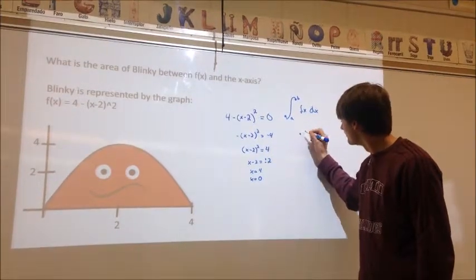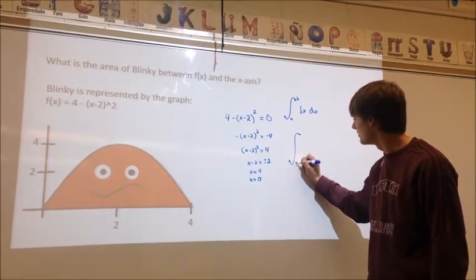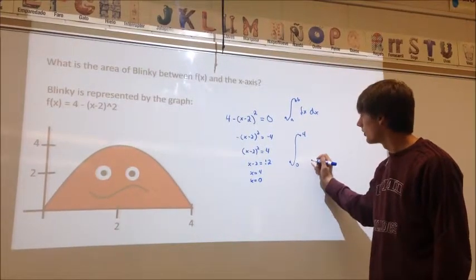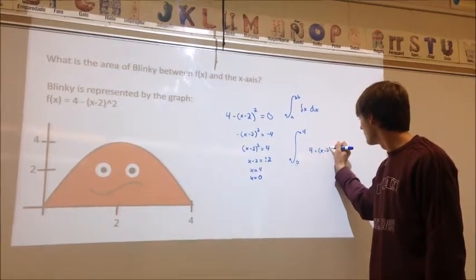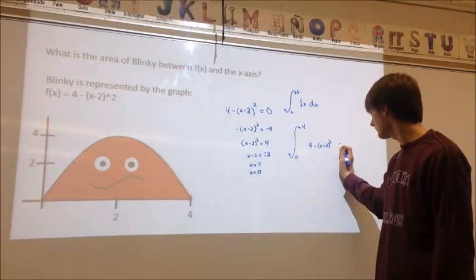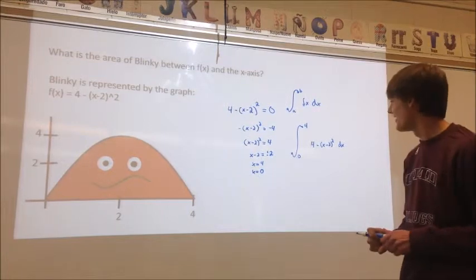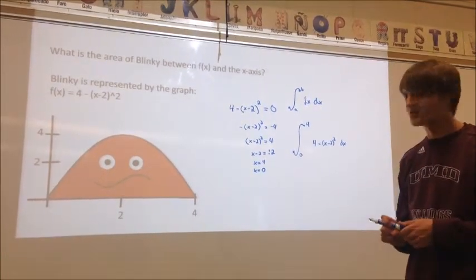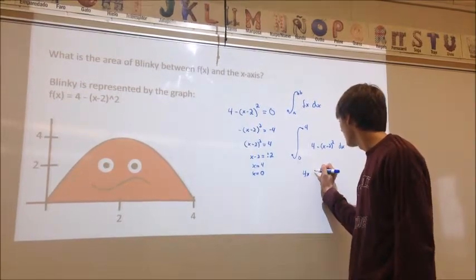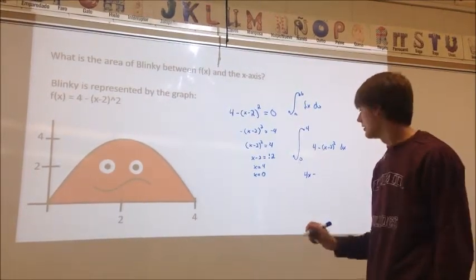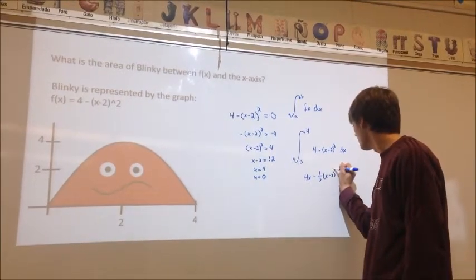So on our problem, a equals 0 and b equals 4, of our function, which is 4 minus (x minus 2) squared. Now you can put dx in there. Then we take the antiderivative of the function. The antiderivative of 4 is 4x, and the antiderivative of (x minus 2) squared is 1/3 times (x minus 2) to the third.